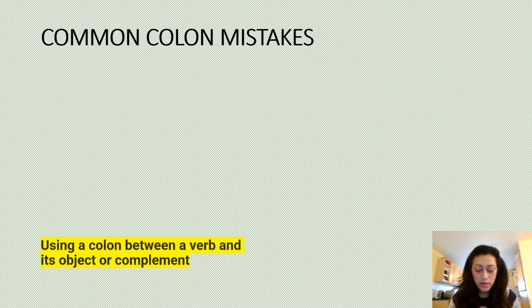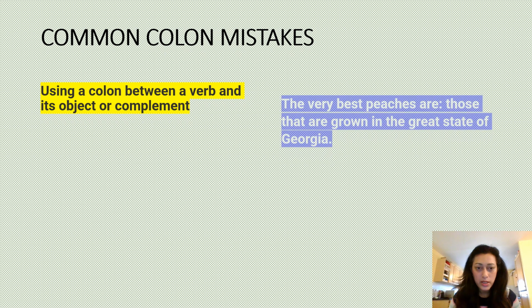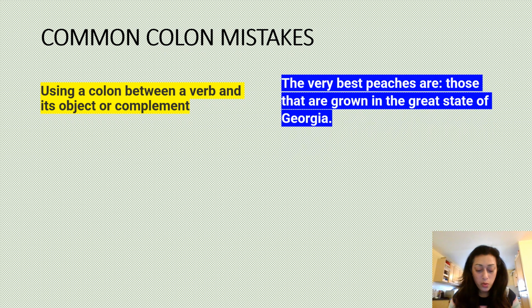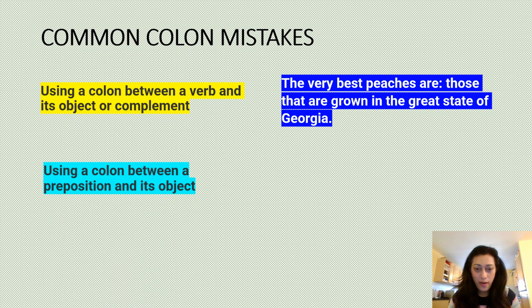Let's take a look at some common colon mistakes. The first one is using a colon between a verb and its object or complement. Like you see, "The very best peaches are:" and I'm using a colon, which is not supposed to be used. So simply remove it. We should not be using any colon after "are" and those between that.